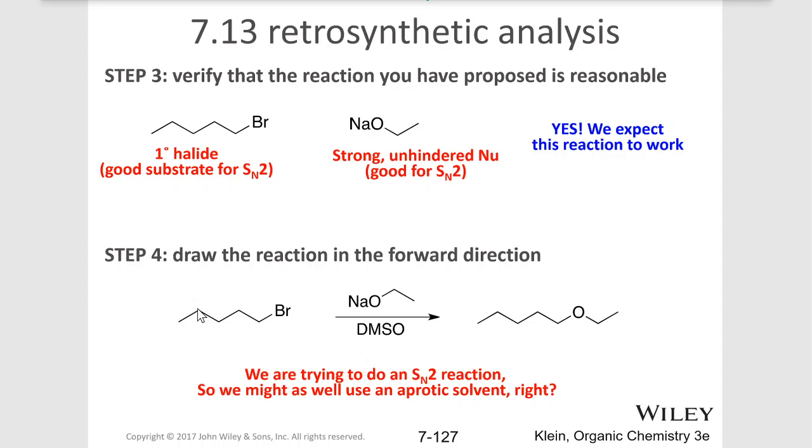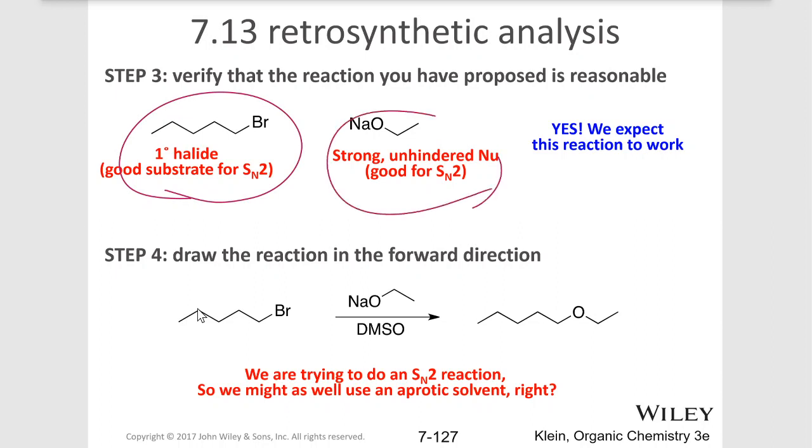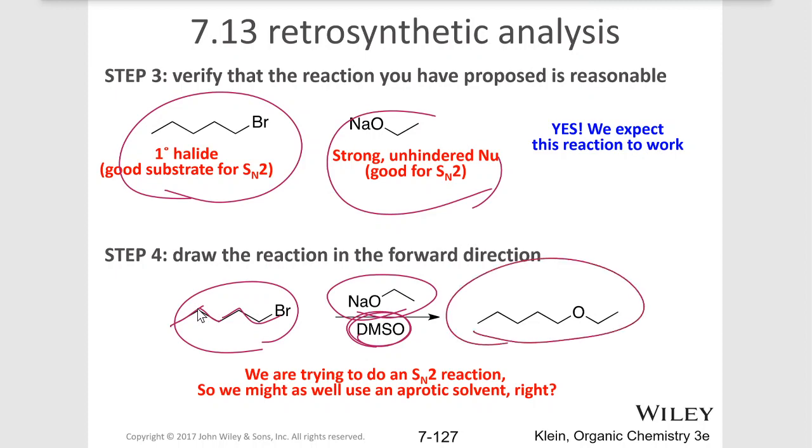We also want to make sure that it is reasonable. So a primary alkyl halide works with a good unhindered nucleophile for SN2, and so this would probably work pretty well. So once you're done thinking about it, then you can draw it in the forward reaction. We draw our starting material, react it with our alkoxide, and in this case we have a polar aprotic solvent, which is DMSO, and we get our product.